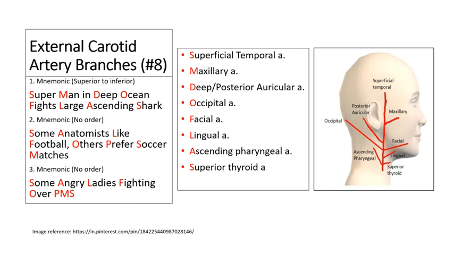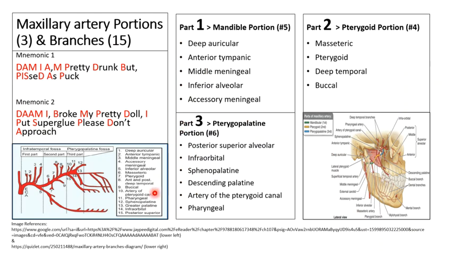All right, so moving to the third one, which is the maxillary artery portions and the branches. There are 3 main portions of the maxillary artery, which are the mandibular portion, the pterygopalatine portion, and the pterygoid portion. The mandibular portion has 5 branches, the pterygoid portion has 4 branches, and the pterygopalatine portion has 6 branches.